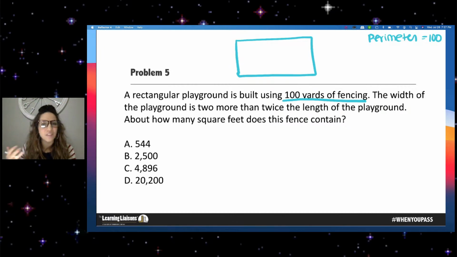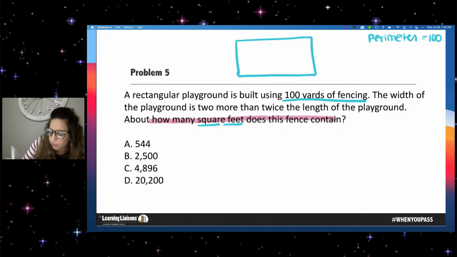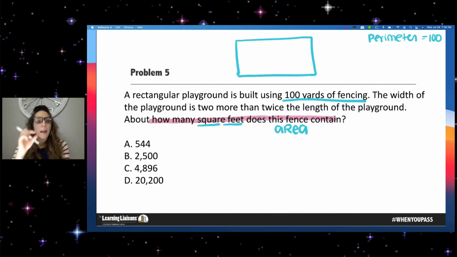And what is it asking us to figure out? It's asking us to figure out about how many square feet does this fence contain. As soon as we see square feet, we know that we're looking for our area. Why? Because square units indicate that we're looking for the area of a shape. Linear measurements, perimeter and stuff like that, is going to be just feet or yards. Area is going to be square feet, square yards, square inches. And volume is going to be cubic feet, cubic yards. So we're looking for the area of this shape.